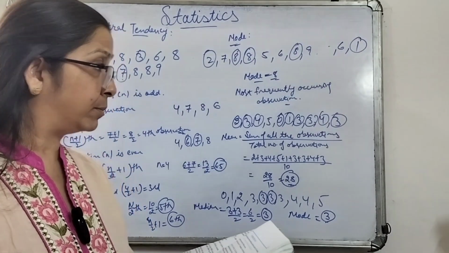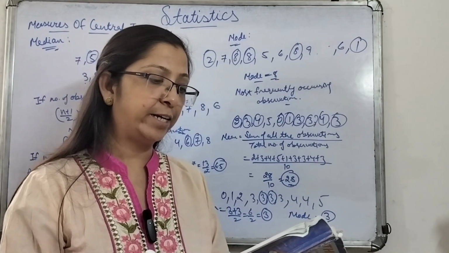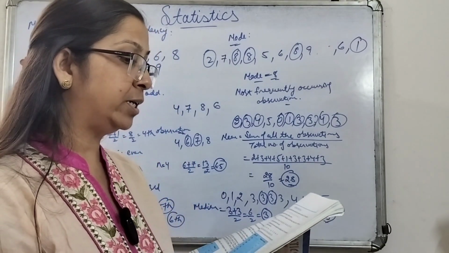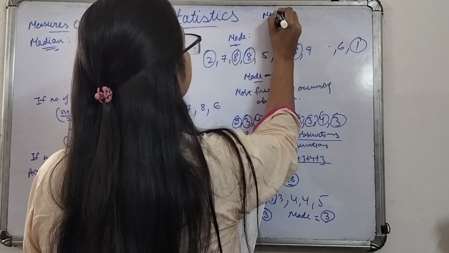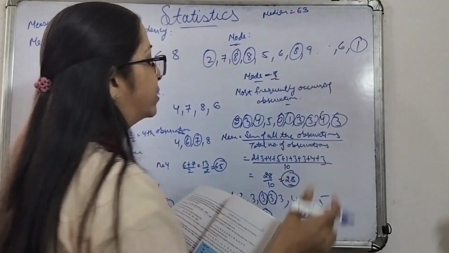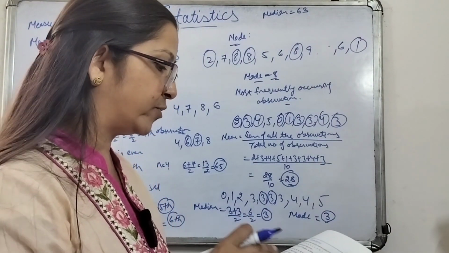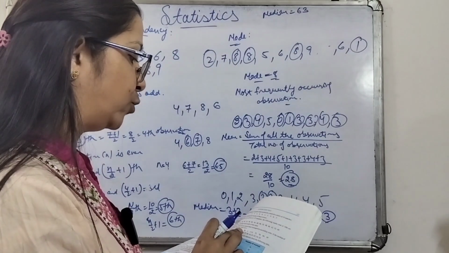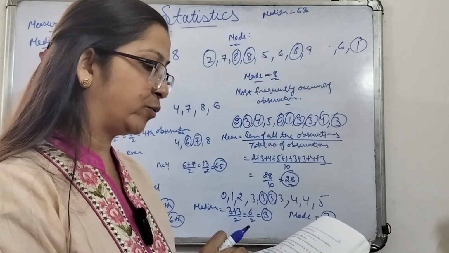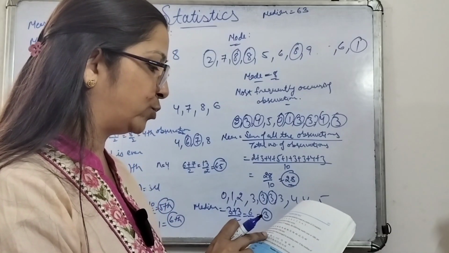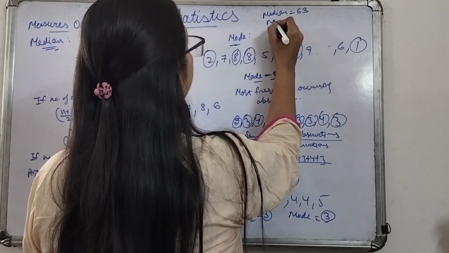Now let's see question number 3. The following observations have been arranged in ascending order, already arranged in ascending order. The median of the given data is 63, median is given to us as 63. Find the value of x. See over here, the observations are 29, 32, 48, 50, x plus 2, 72, 78, 84 and 95. So we will count the number of observations: 1, 2, 3, 4, 5, 6, 7, 8, 9, 10. The number of observations is 10.